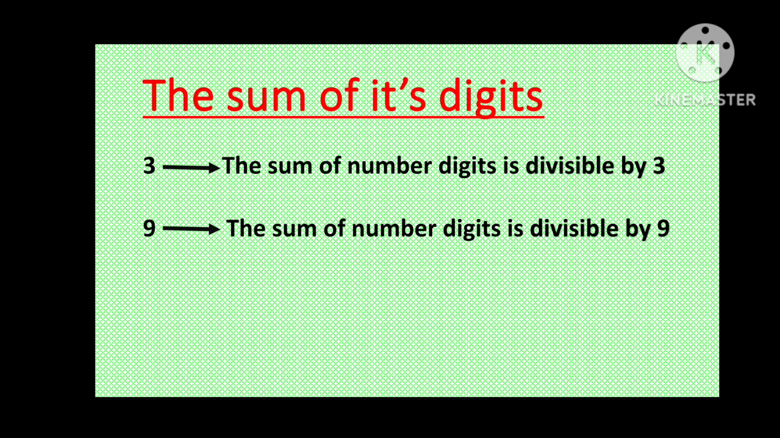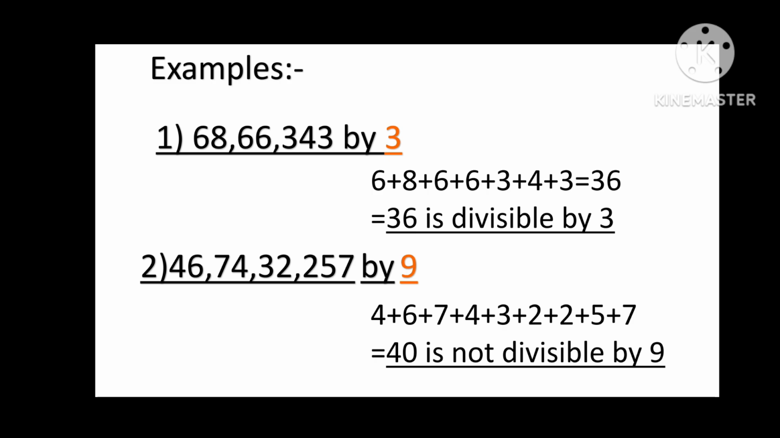Now the next group is the sum of its digits. Whatever number is there, we have to add each of its digits, and the sum should be divisible by 3 or 9. Then these rules are applicable. As per this rule, the first number is divisible by 3, but the second number is not divisible by 9. The numbers are so big. With the help of the divisibility rule, it becomes easy.